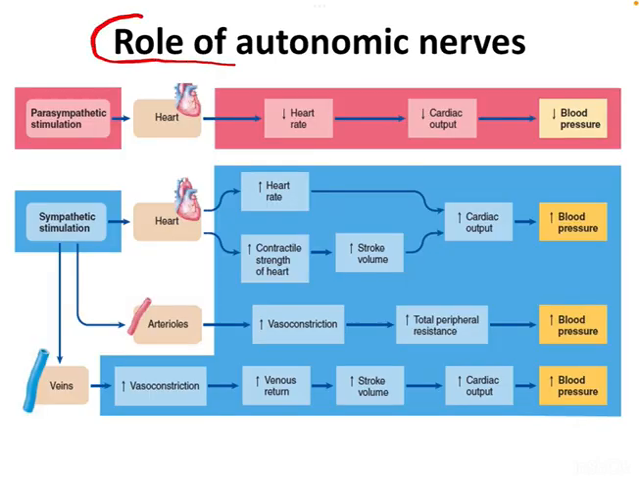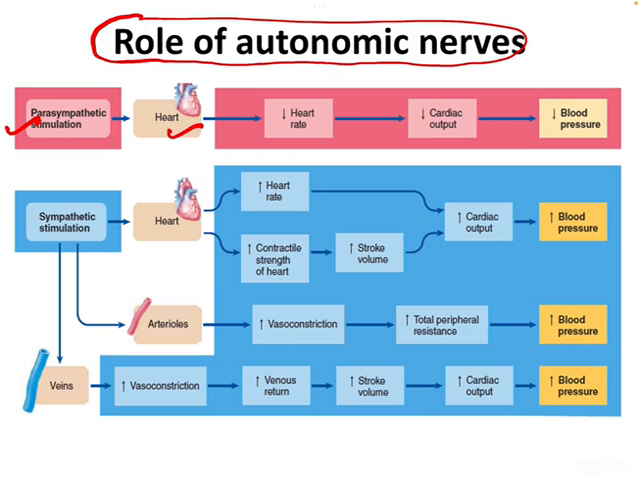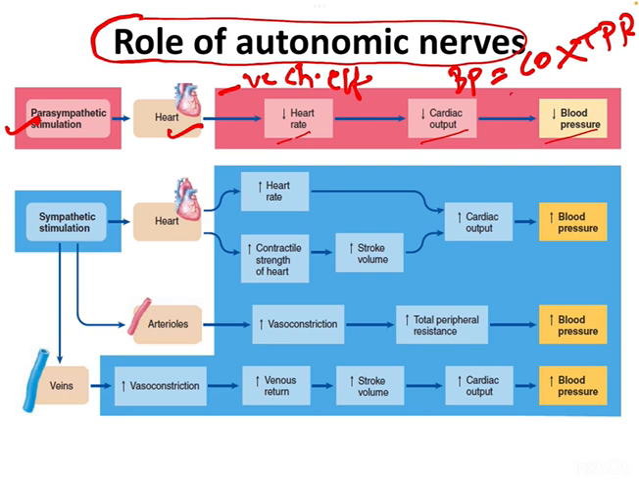Autonomic nerves on blood pressure. Parasympathetic effect on the heart has a negative chronotropic effect, which is a decrease in heart rate. This decreases the cardiac output and thus blood pressure is decreased. Since blood pressure is the product of cardiac output and total peripheral resistance, and cardiac output is dependent on heart rate and stroke volume.